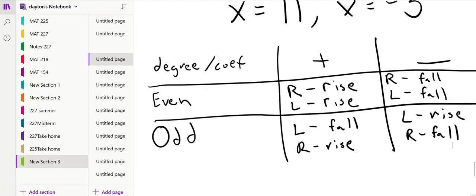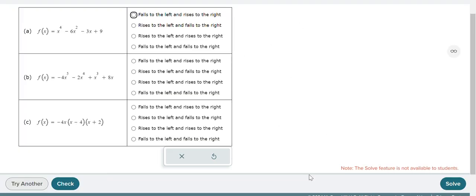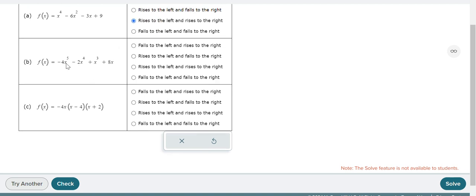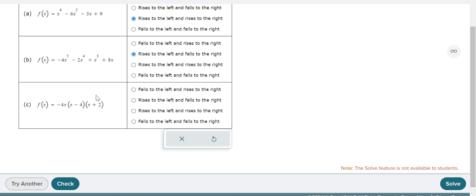So now when we go back, we have our rules, and we're looking for the highest degree, right? So our highest degree is degree 4, so we have an even degree. And this is a positive 1 in front, so we are rising to the left and rising to the right. For B, we have an odd degree, raised to the 5th power, and it is a negative coefficient, so we are rising to the left and falling to the right.